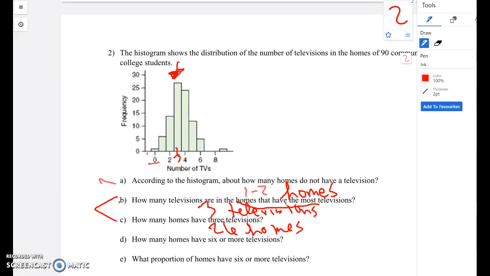All right. Part D. How many homes have 6 or more televisions? Okay, 6 or more. Is 6 included or not included? Well, in this case it is, because we're counting 6 or more televisions. So we're counting this one, 6 or more, and we're counting this one. So how many is that? Well, this is 5, and let's say this is 1. It's about 6 TVs. So I might just write 6 TVs.